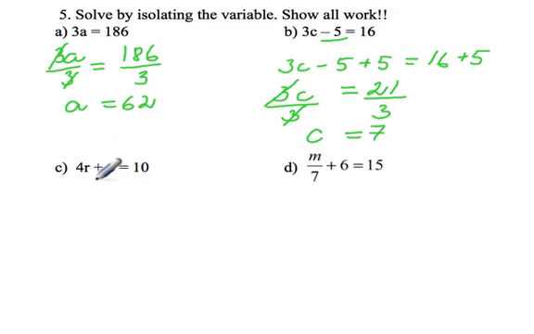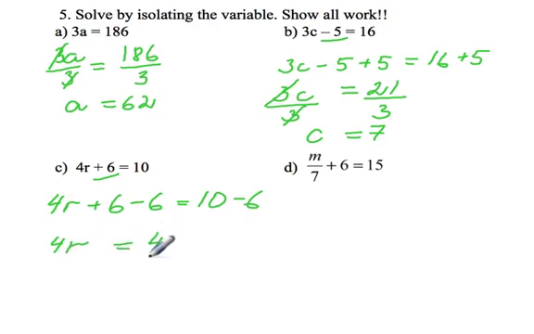Question C. The separate value is 6, so we're going to subtract 6 on both sides. 4r plus 6 minus 6 equals 10 minus 6. 4r equals 4. 10 minus 6 is 4. And now we have to divide both sides by 4. 4 divided by 4 is 1, so r equals 1.